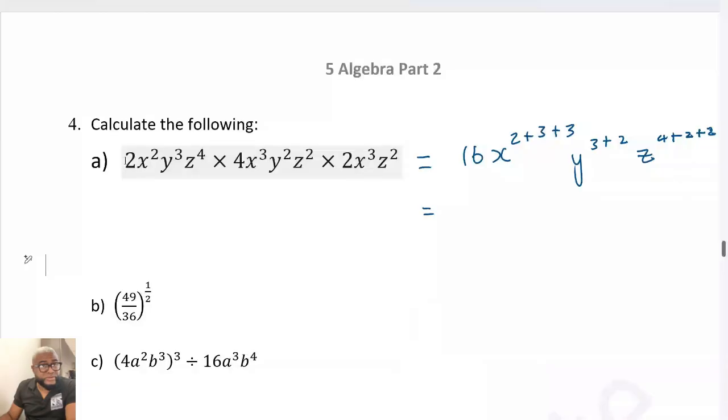Right, so let's run back through this. We multiply the whole numbers first, which is 2 by 4 by 2. We got 16. Then we add the powers of x. We add the powers of y. We add the powers of z.